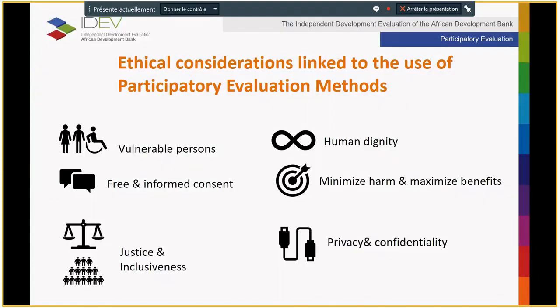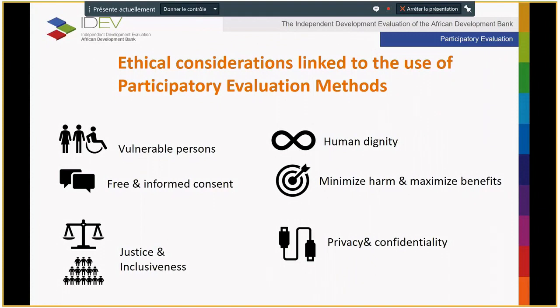So this leads me to ethical considerations, and this is actually important to consider in all kinds of evaluation that we do. So we have retained these 6 principles that we are going to share with you today. The first one is respect for vulnerable people. We have to ensure that in our evaluation, we protect them, and that our process is respectful and responds to the realities of our stakeholders.